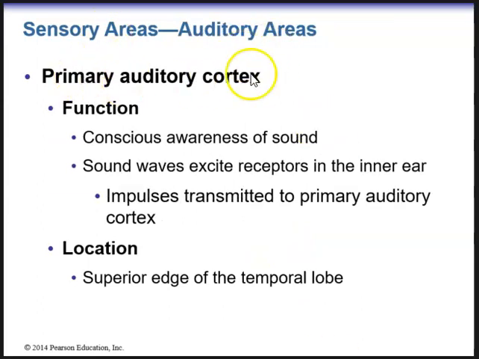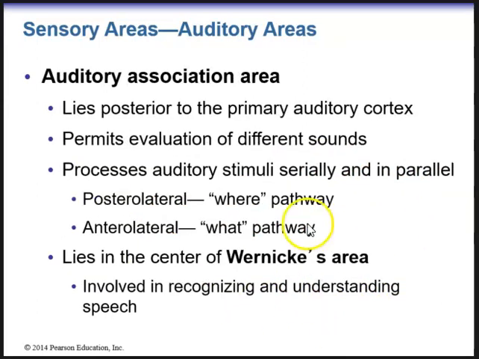We then have the primary auditory cortex. We know that it's located within the temporal lobe. Its function is the conscious awareness of sound. We know that sound waves will excite receptors in the ear, and these impulses are then transmitted to the primary auditory cortex within the temporal lobe. If we have a primary auditory cortex, of course, we'll have an auditory association area. This is posterior to the primary auditory cortex and permits evaluation of different sounds.